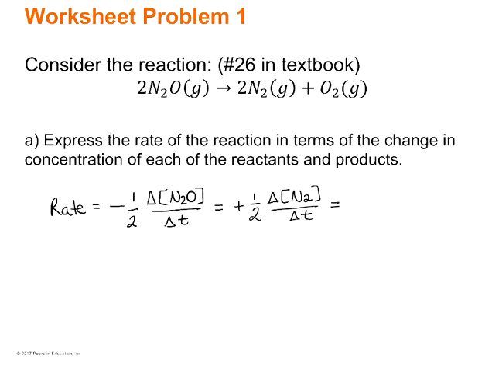And now this is also equal to positive, because for oxygen we're gaining oxygen, and the coefficient's just 1, so I'm going to leave out that 1/1, and it's just the change in concentration of O2 over the change in time. Okay, so now we have our rate of the reaction in terms of each of the reactants and products. So now we can use this information for part B.